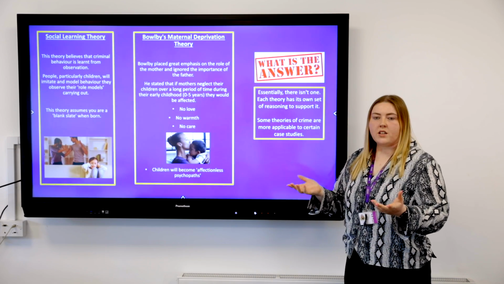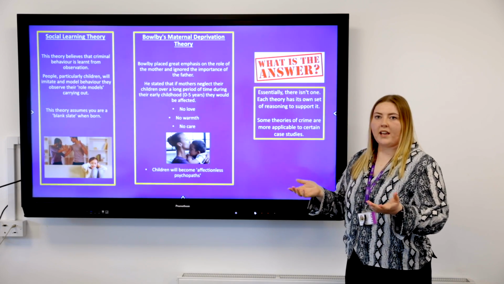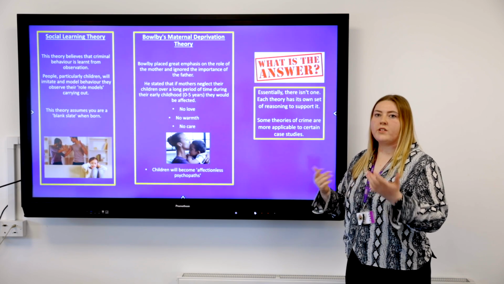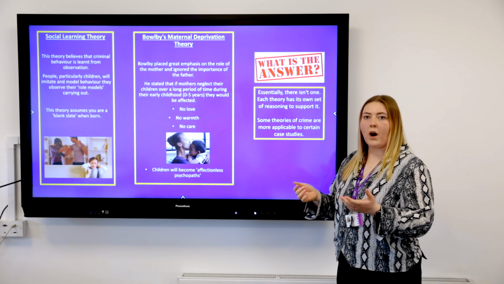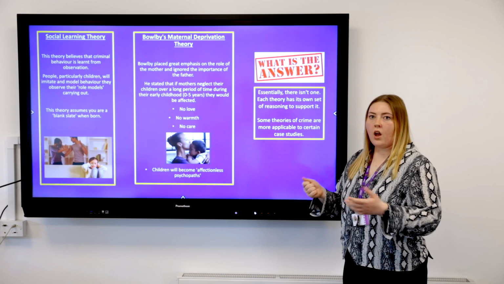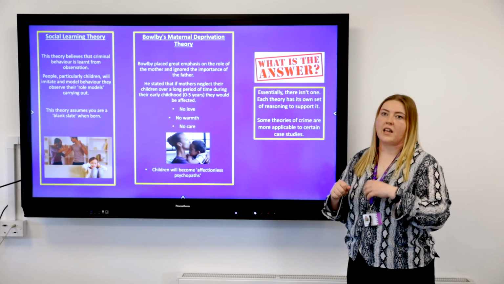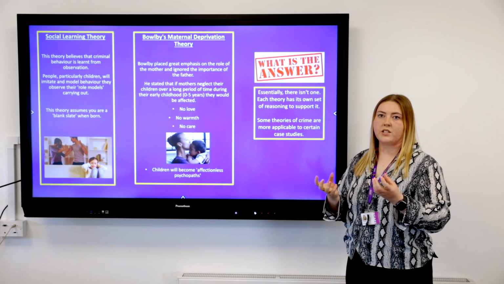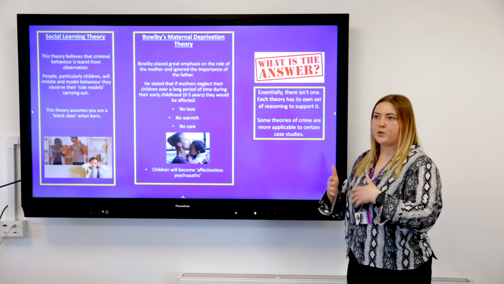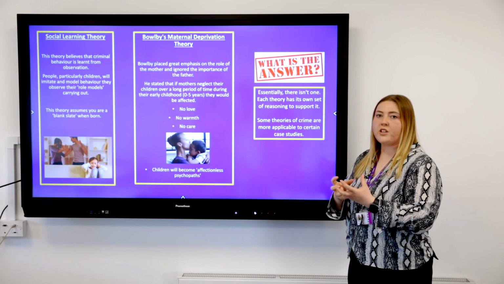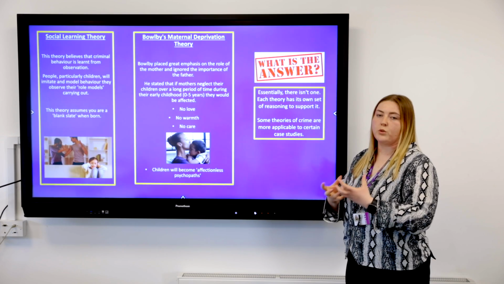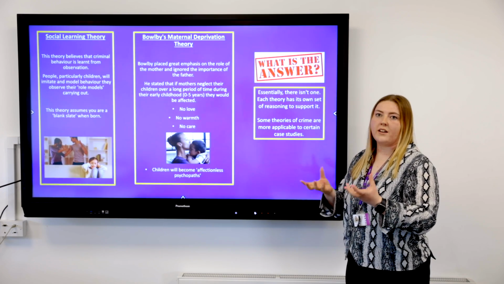So what is the answer? Can we explain criminal behaviour? And the answer to that is there is no definitive one answer as to why people act in the way that they do. But what we can do is look at these theories and find the ones that are most applicable to a certain case study, and this allows us to put a picture together of why these individuals carry out such criminal and heinous acts.